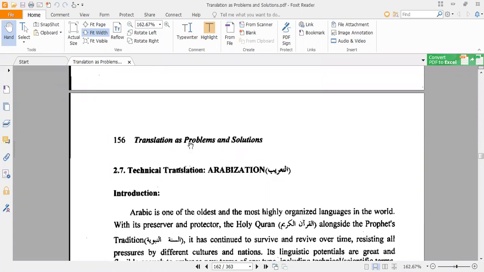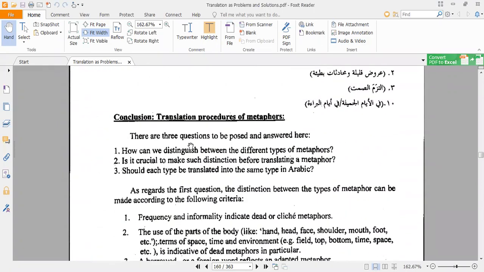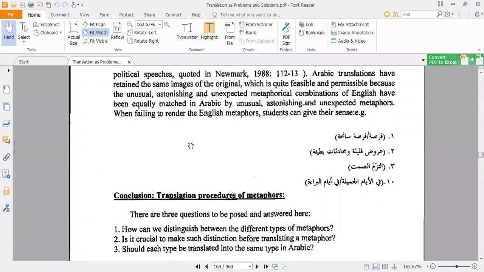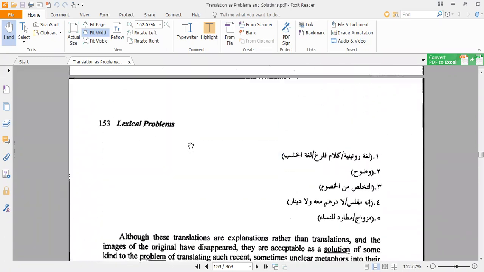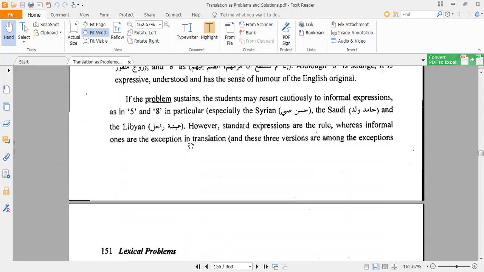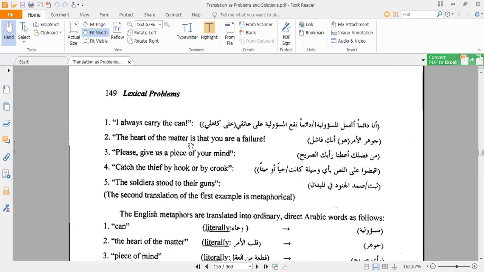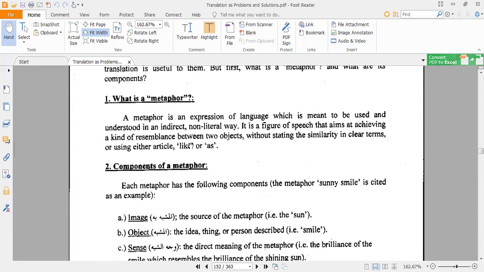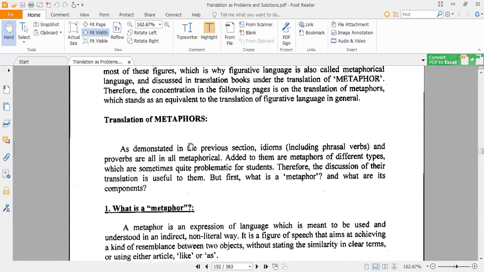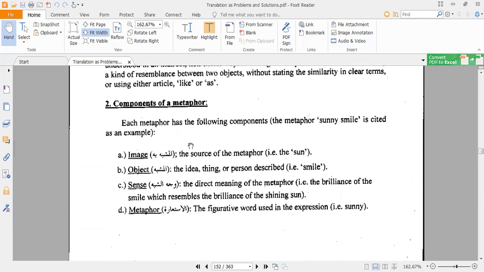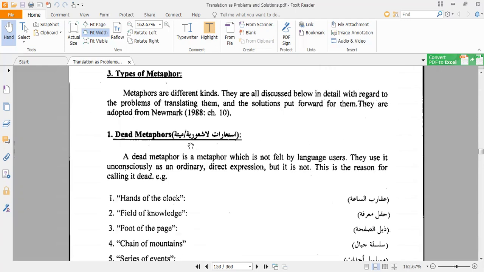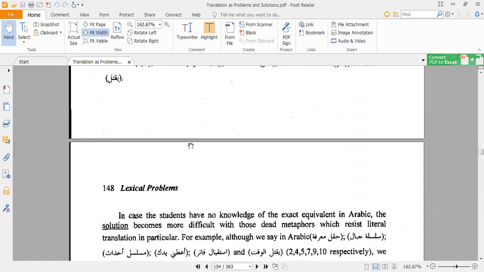But before that, last lecture we talked about the different types of metaphor, and we said that metaphor includes all of the figurative language in this context, or in our book we said that metaphor includes all the figures of speech.